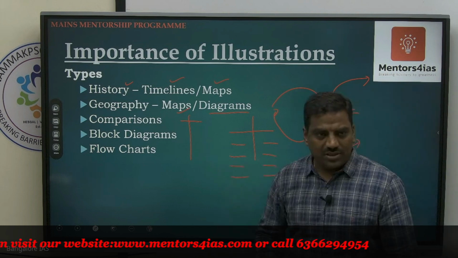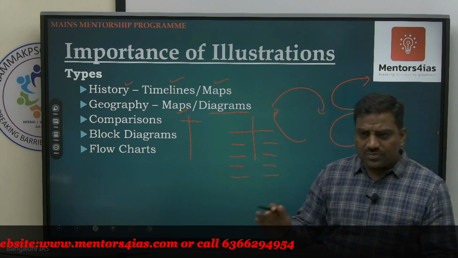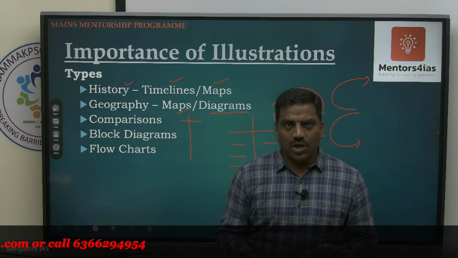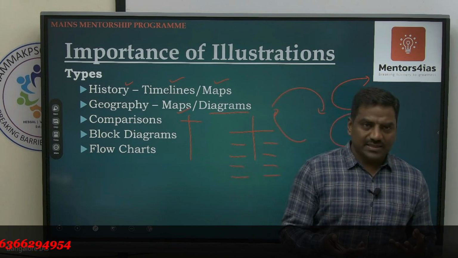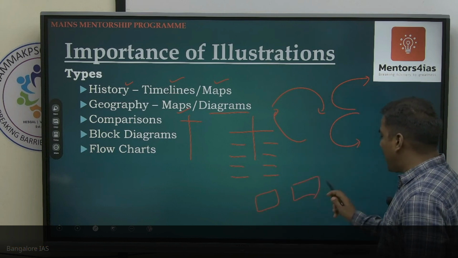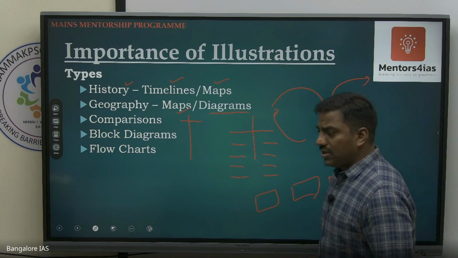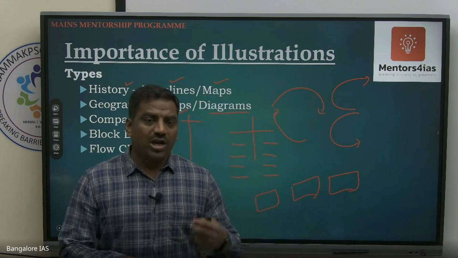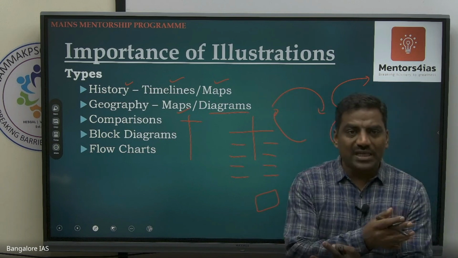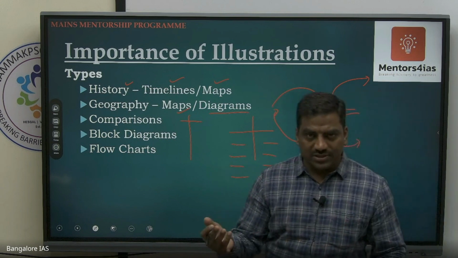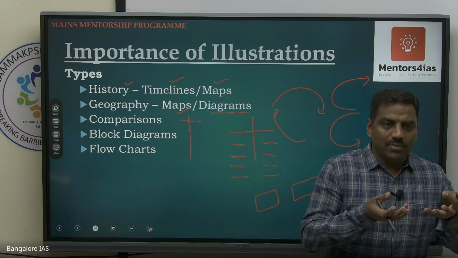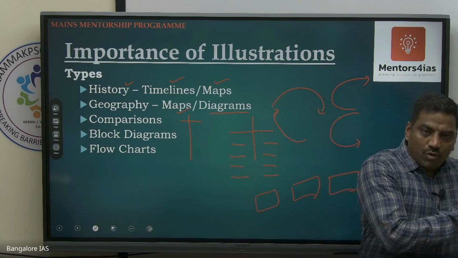And block diagrams. Generally when it comes to some of the schemes, some of the social programs, or some of the economic things, you can make block diagrams, but don't have a common approach, like for every question you are putting a block diagram. It should not be like that. There has to be variety across the questions. You should have variety, maybe a few maps, maybe a few timelines, maybe a few block diagrams, maybe a few charts.